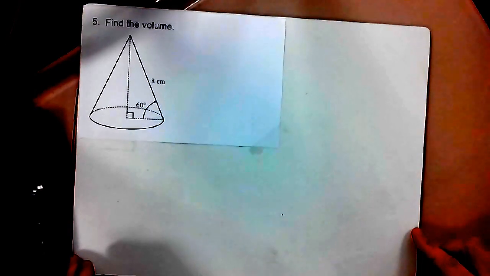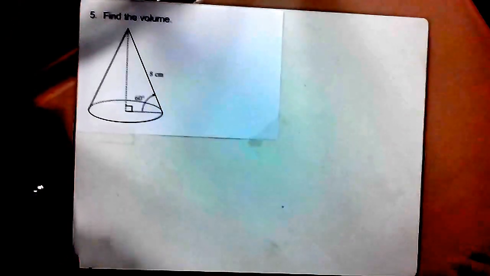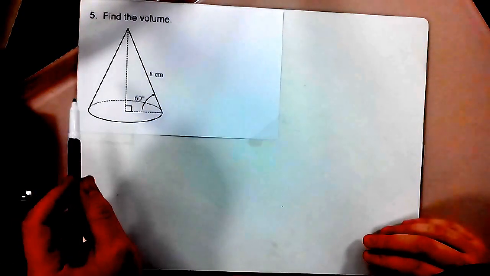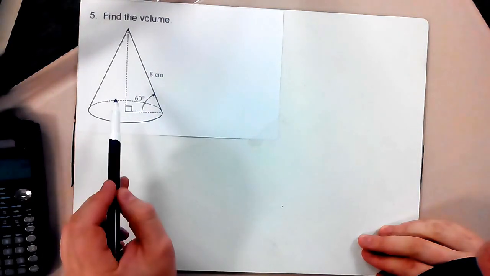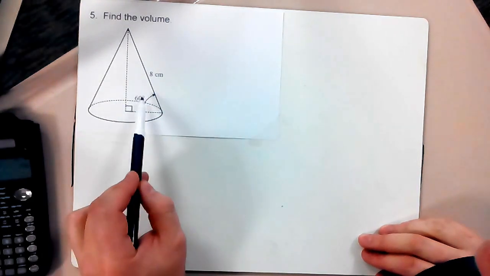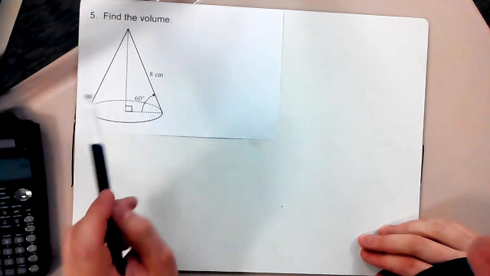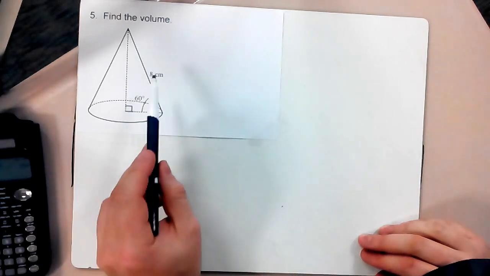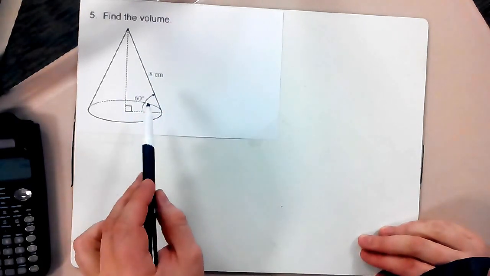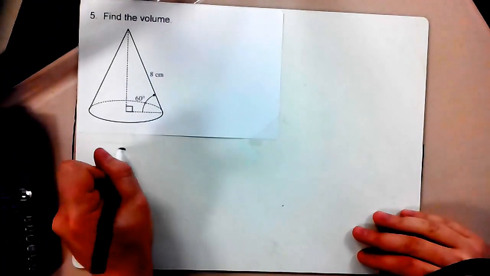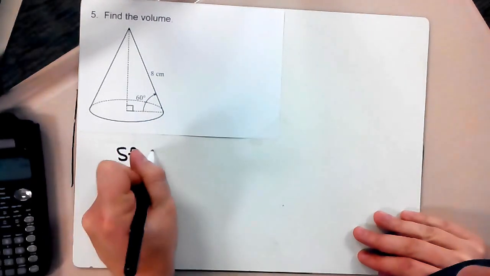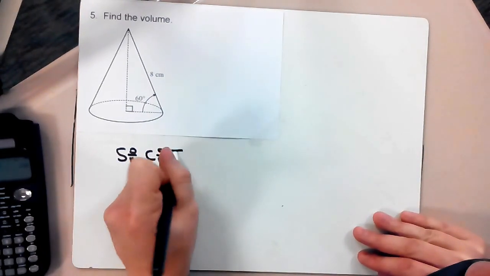This one is similar. Let me make sure you guys can see it. This one is similar to the last example, in that I need to find the height of this cone. But this time they gave me the angle. If I have a side of a right triangle and an angle, I could use trig. You guys may remember SOHCAHTOA.